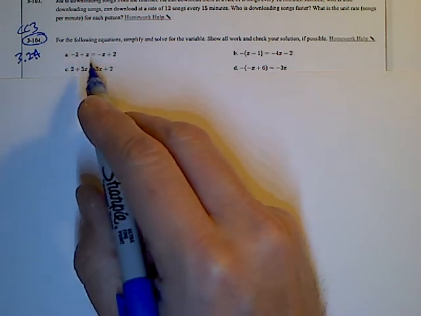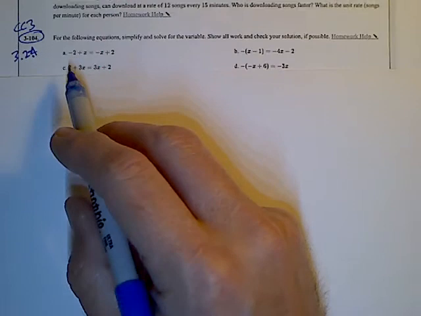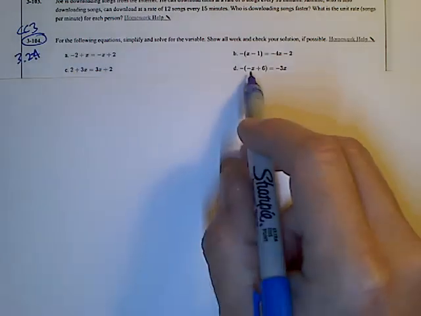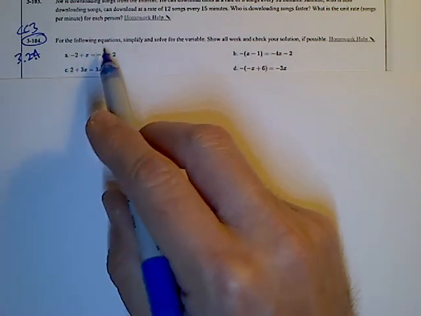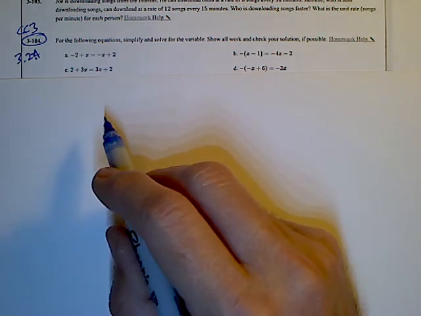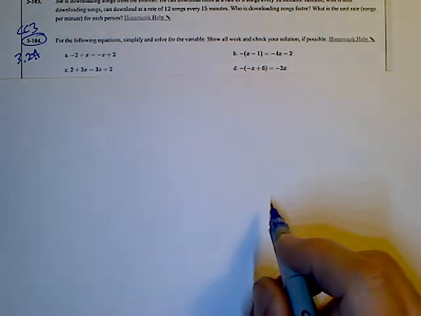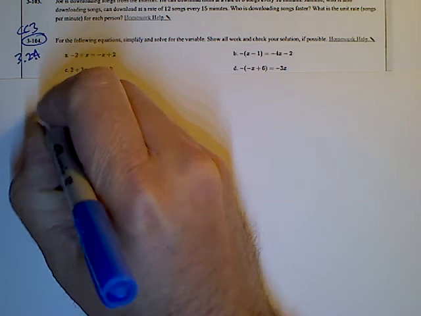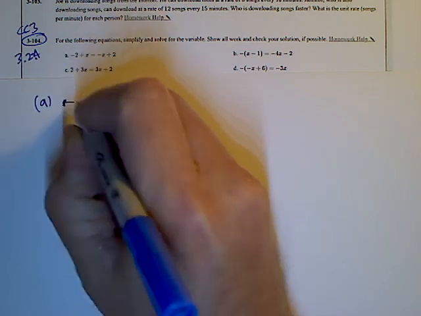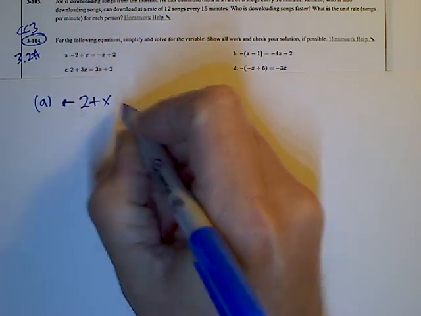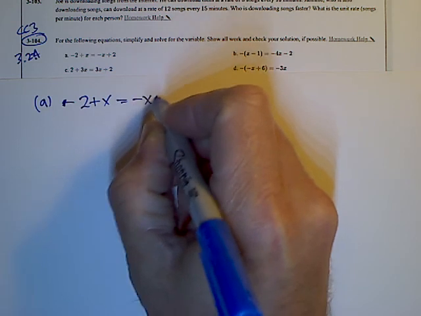We have some equations that we need to solve. They give us a set of 4 different equations, and they want us to simplify and solve for the variable. Then check our solutions if possible. So I'm going to rewrite them so we can see them clearly. For A, it's negative 2 plus x is equal to negative x plus 2.